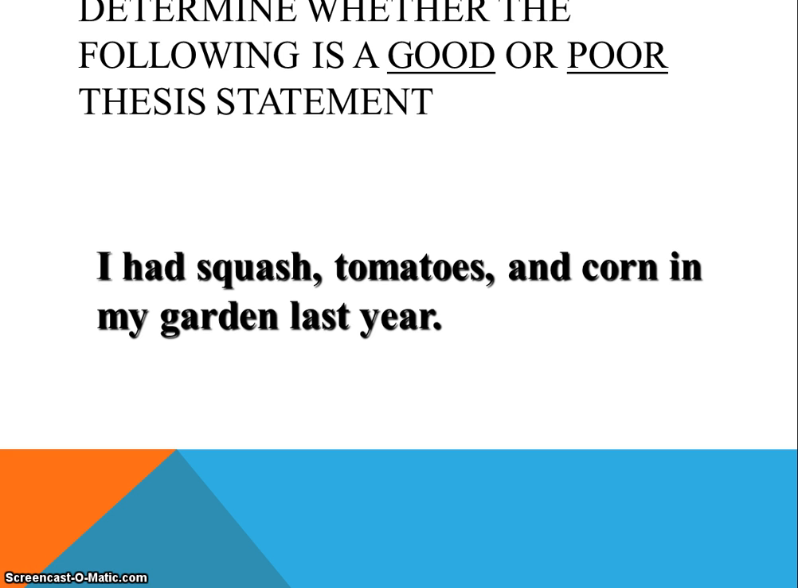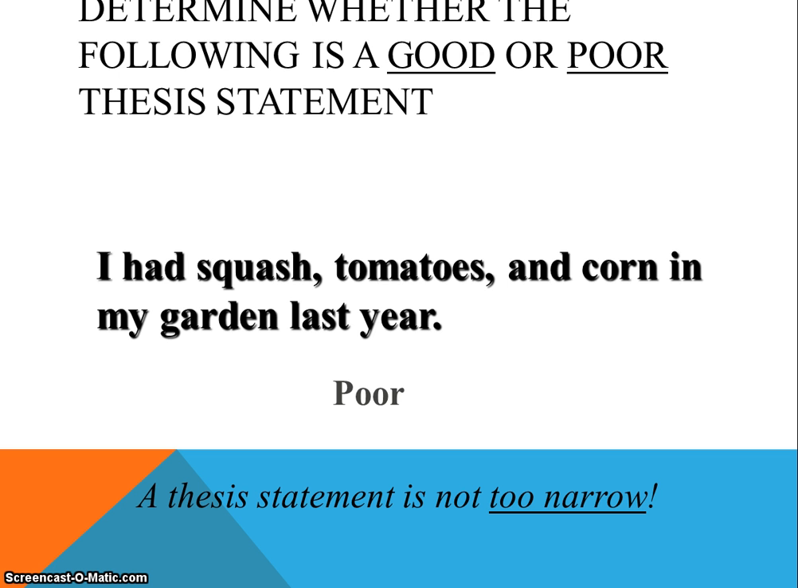And let's take a look at this one. Good or bad? I had squash, tomatoes, and corn in my garden last year. Obviously, this one's poor also. It's a statement of fact, and it's way too narrow. So what? You had squash, tomatoes, and corn in your garden last year. What about that? Do you want to show us? That's what a thesis would be. It's the specific so what part. What are you going to show us about it? Why does it matter?